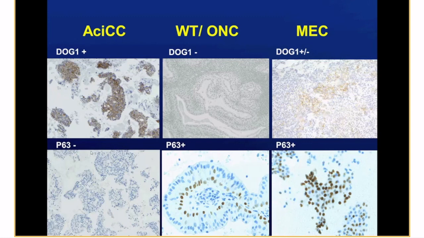And P63 is going to show you the exact opposite immunoprofile. It's going to be dead negative in acinic cell carcinoma. It's going to be positive in the basal layer of Warthin tumor, diffusely positive in oncocytoma, and mostly positive in mucoepidermoid carcinoma. There are other markers you can do, like SOX10, which is going to stain similar to DOG1, strongly and diffusely positive in acinic cell carcinoma, and negative in Warthin tumor and mucoep.